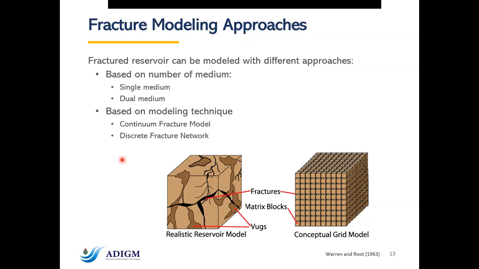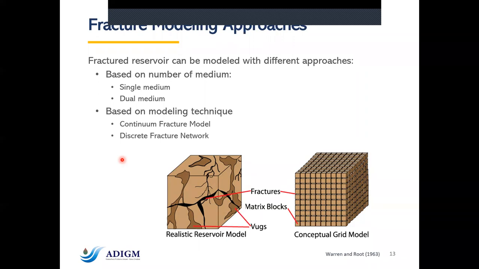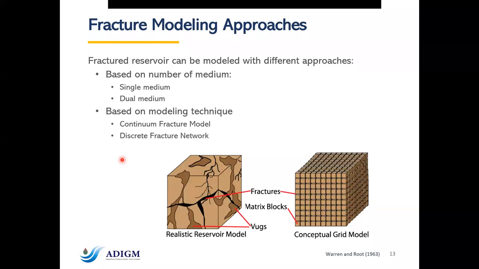The image below is the conceptual change from a realistic reservoir model into a gridded fracture model. It was presented by Warren and Root in 1963, and they tried to model a dual medium of matrix and fractures in the simulations. We actually use the same approach. Whether we use a continuum fracture model or a discrete fracture network, at the end of the day, we need to convert them into a grid model. Just like the conventional modeling technique, this fracture modeling also suffers from model simplifications, from the reality into the model. We need to bear in mind that this simplification occurs.